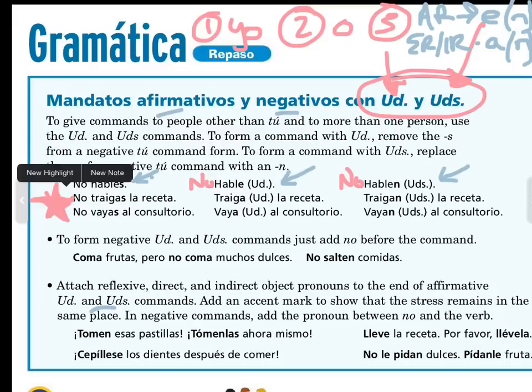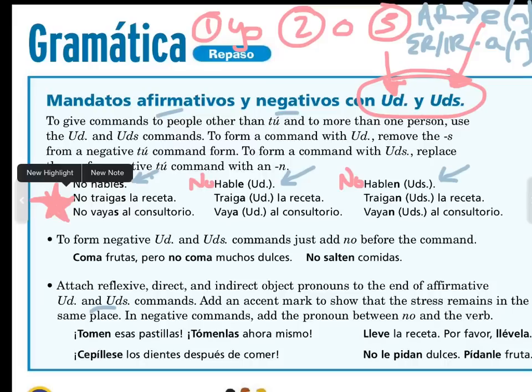Okay, so usted and ustedes have the 3-step process, and then depending on whether you're talking to one person, you either add E for AR verbs or A for ER/IR verbs, or if you're talking to more than one person, you add EN for AR verbs and AN for ER/IR verbs.